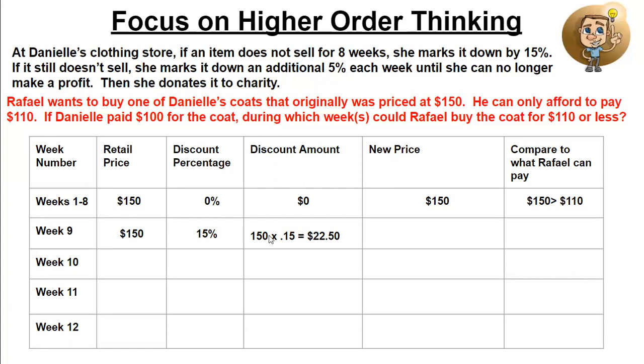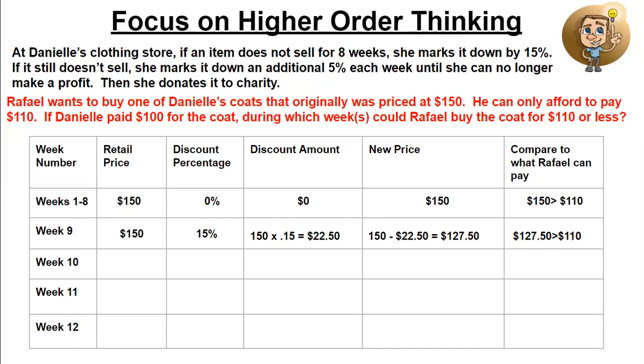So the discount amount is 150 times the 15%. She's marking it down $22.50. What's the new price going to be? Well, it's $150 minus how much she marked it down, $22.50. The new price she's going to sell it for on week 9 is $127.50. Let's compare that to what Raphael wants to pay. $127.50 is more than $110, the amount Raphael can pay. So he's going to wait longer.